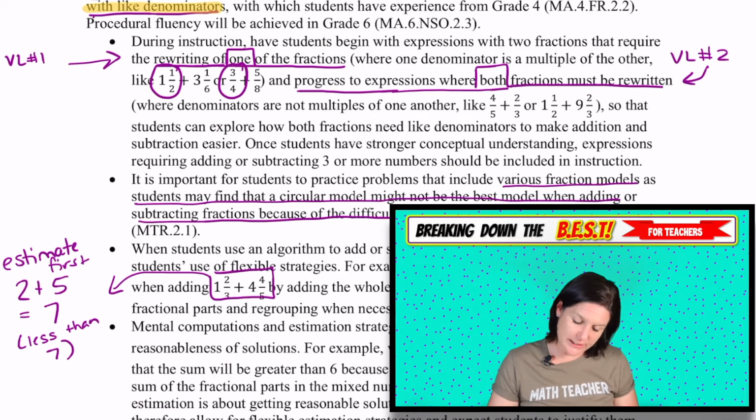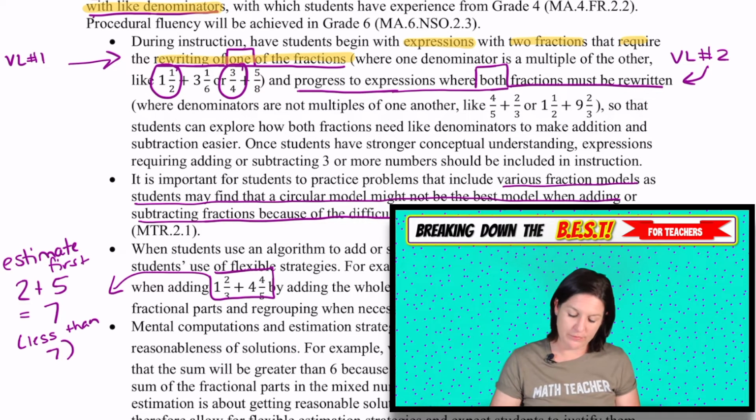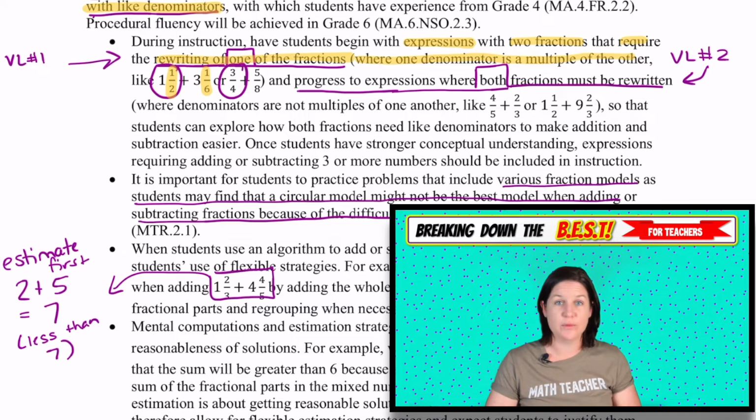Okay, this says that during instruction, students will begin with expressions with 2 fractions that require rewriting of one of the fractions, so not both of them, where one of the denominators is a multiple of the other, like 1 and 1/2 and 3 and 1/6. We could multiply 2 times 3 to get that one. We don't have to rewrite both of them.